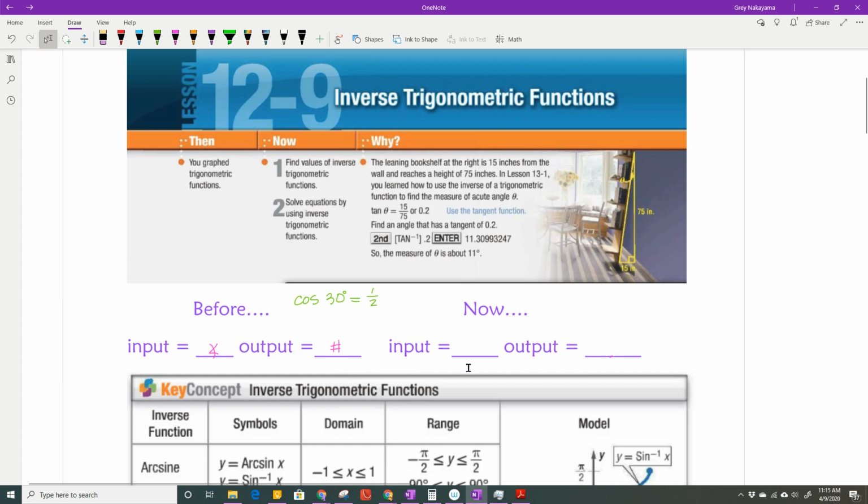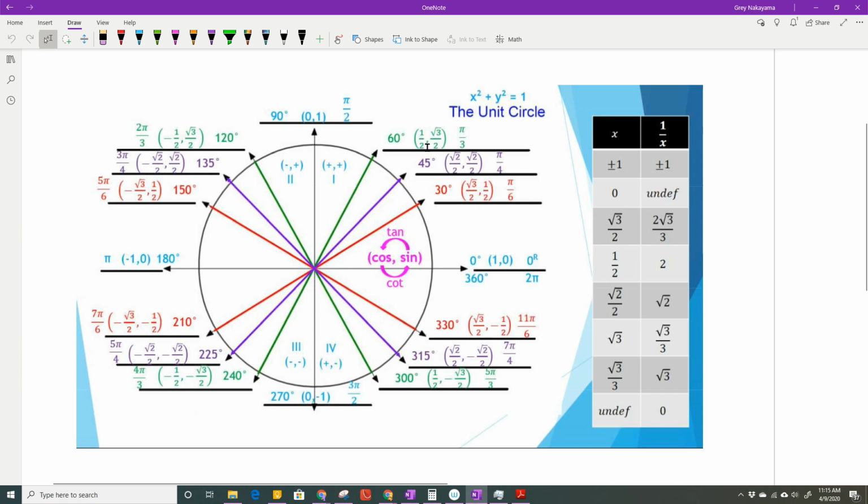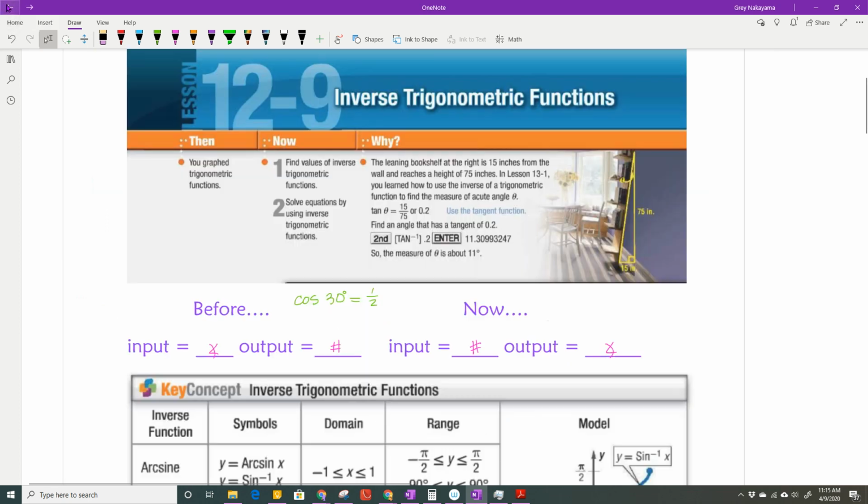So now my input is going to be a number, and my output is going to be an angle. One of the things that's a little bit different here is, if I asked you where the cosine is 1/2, if you look at your unit circle, cosine is 1/2 at 60 degrees, but it is also 1/2 at 300 degrees. In our inverse trig functions, you will always only have one answer. So we all have to agree what that one answer is going to be. Is it always going to be 60 or is it going to be 300? They have a way to determine that.